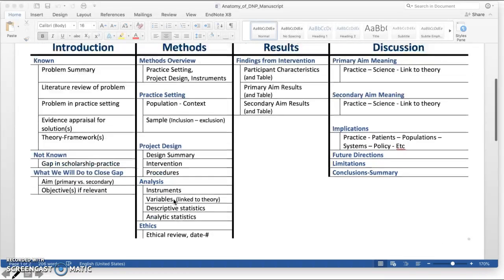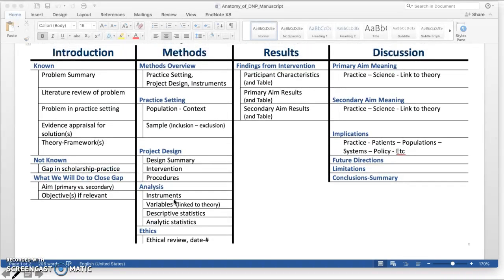In the analysis section, you'll talk about the instruments you use to collect your data. These could be standard instruments like the PHQ-9, the 9 items for a depression screening, or they could be instruments that you create on your own. But you describe those, you link the variables that you're studying to the theoretical framework that you've identified earlier, and then you talk about the descriptive statistics and the analytic statistics you'll use to study the data that you obtain when you do your project.